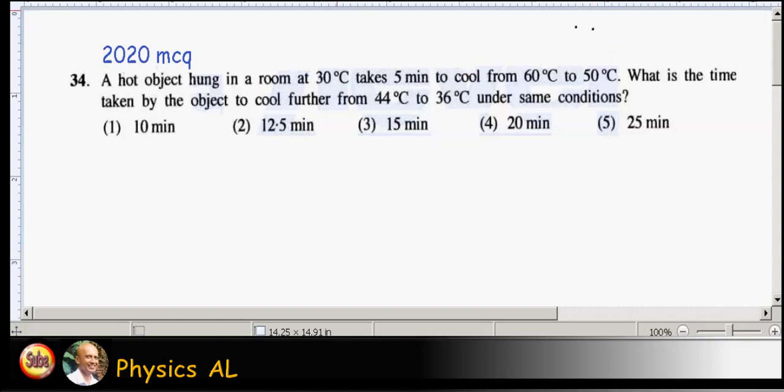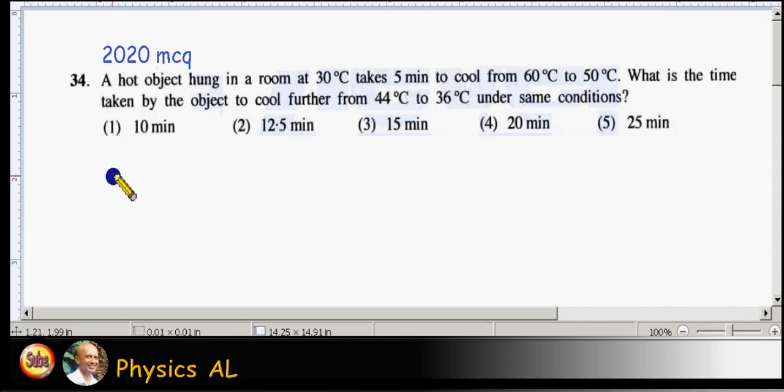Today we are going to discuss question number 34 of the 2020 physics MCQ paper. A hot object hung in a room at 30 centigrade takes 5 minutes to cool from 60 centigrade to 50 centigrade. What is the time taken by the object to cool further from 44 centigrade to 36 centigrade under the same conditions? 10 minutes. There are answers given.